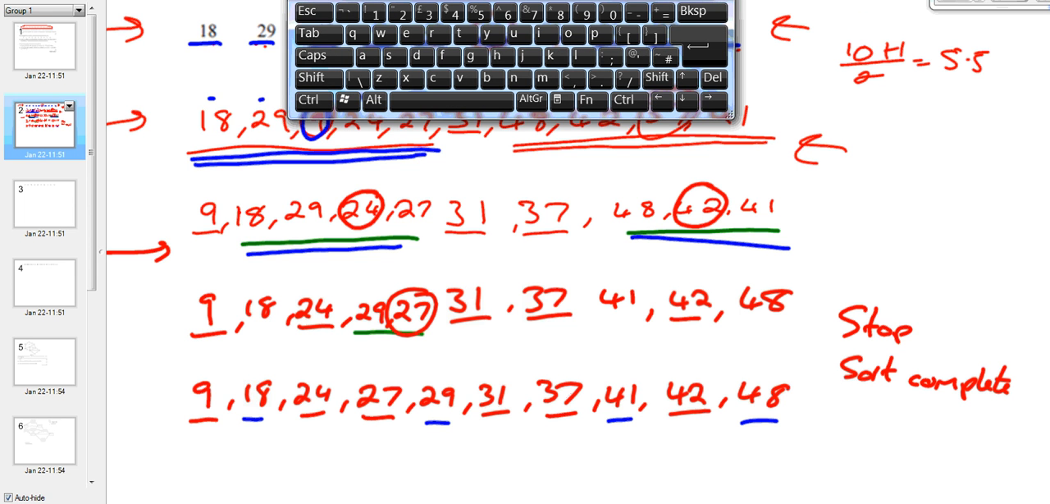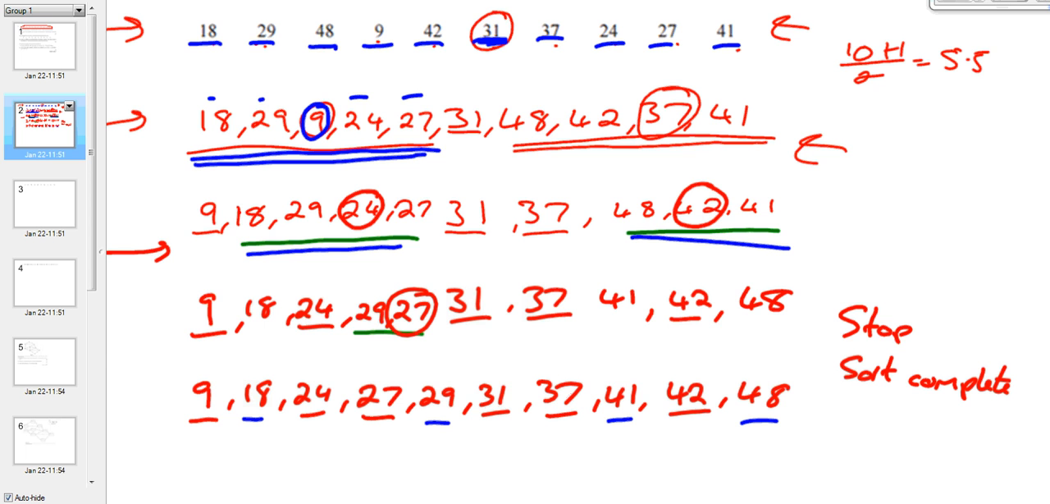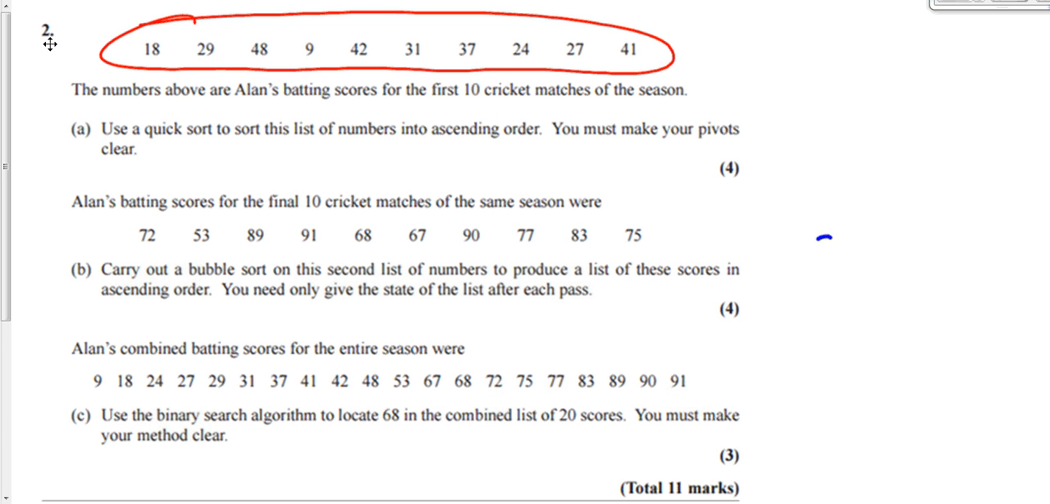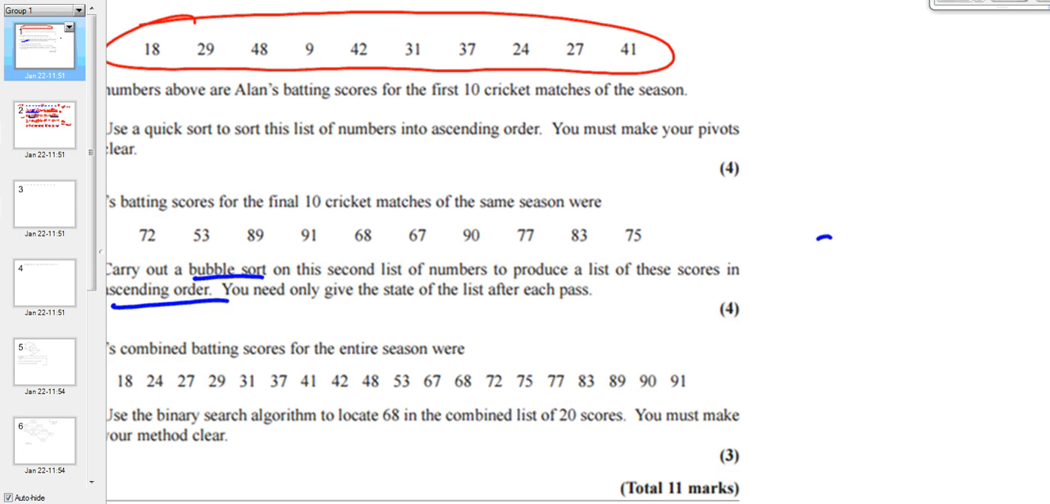Okay, let's get rid of that. So going back to the next question, the next thing we had to do was to do a bubble sort in ascending order. So bubble sort in ascending order for part B. The first thing we do on a bubble sort is we just compare these two numbers here, and we're going to go from left to right.